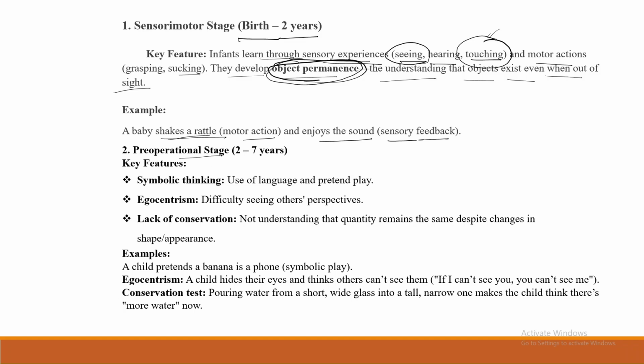Next, pre-operational stage, 2 to 7 years. What is the pre-operational stage? In this stage, symbolic thinking, use of language and pretend play. See, pretend play means symbolic play.